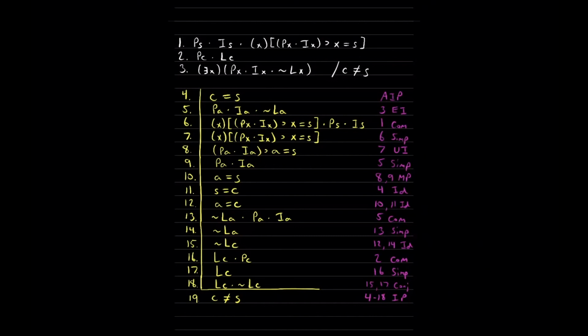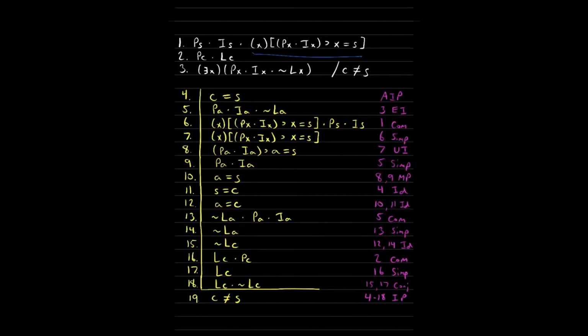We're given three premises. Line 1 says Ps and Is and this universally quantified statement: for all x, if Px and Ix, then x is identical to s. So it's a fairly lengthy string of conjunctions there, two simple conjuncts and this one universally quantified statement as a unit on the right. Line 2 is just Pc and Ic.